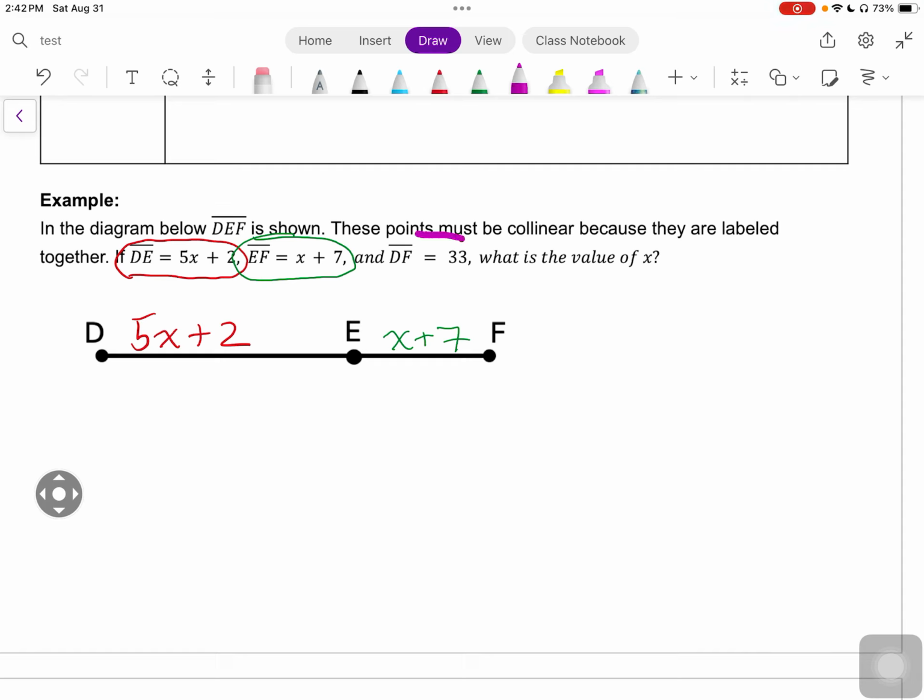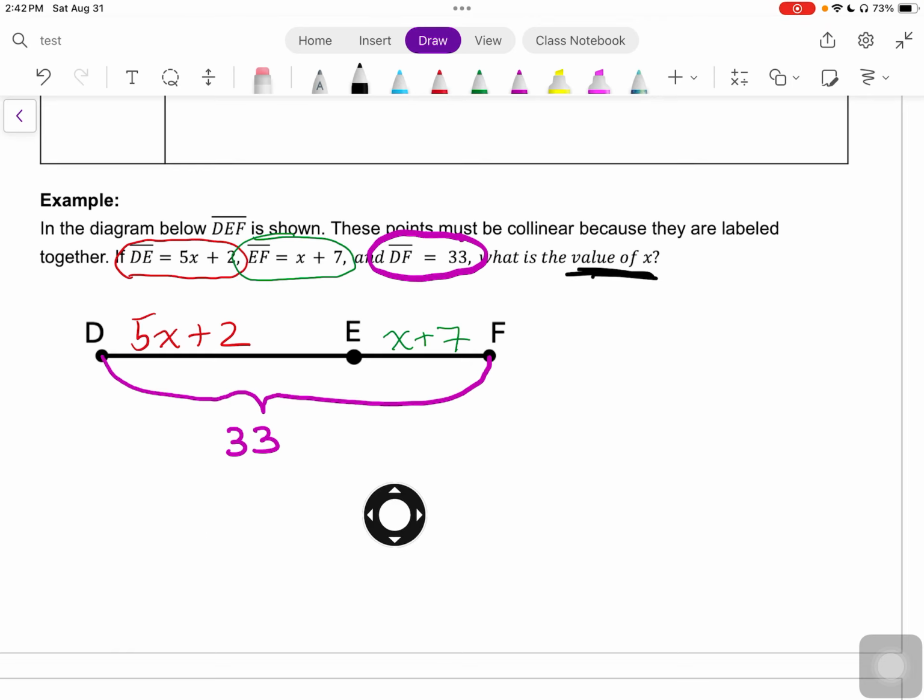D to F is 33. There's a couple different ways that you can label D to F. When the pictures get a little bit more complicated, we'll go over some different strategies. But for right now, the way that I'm the most comfortable is I would draw kind of like this squiggle here to show that this entire line segment measures out to 33. And the question says that we are going to solve for the value of x. So what do we know about this line segment? Well, we know D to F is the longest part.